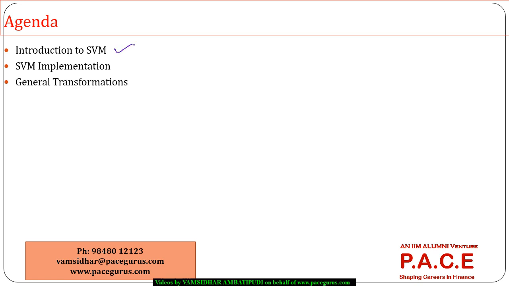We will talk about a basic introduction to the world of support vector machines and how a support vector machine gets into the process of learning from the data. What is the typical mechanism by which it learns from the data? Then we also talk about the general transformations which are typically called kernels, the commonly used kernel transformations which the support vector machine uses as part of its classification mechanisms.